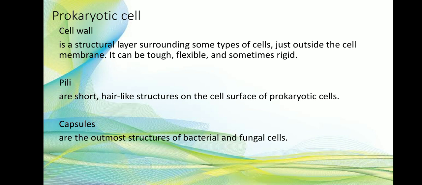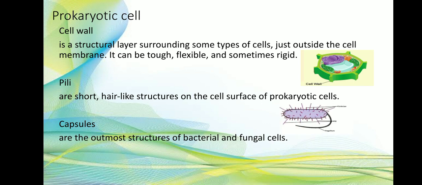Now we are going to the prokaryotic cell. The cell wall is a structural layer surrounding some types of cells just outside the cell membrane. It can be tough, flexible, and sometimes rigid. It provides the cell with both structural support and protection, and also acts as a filtering mechanism.